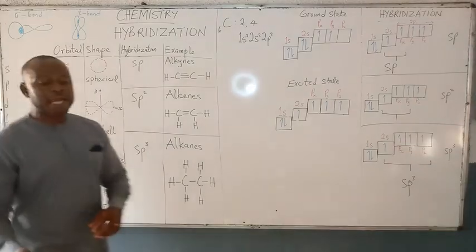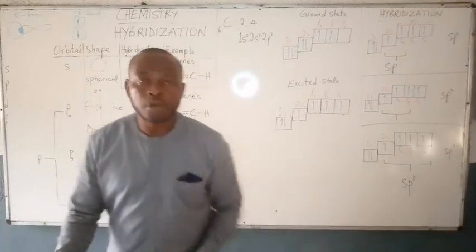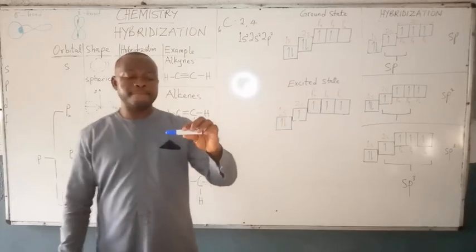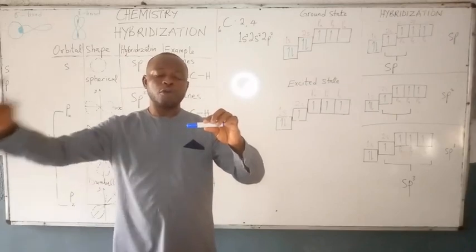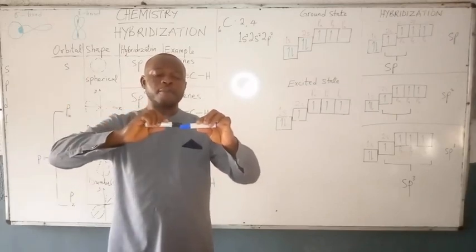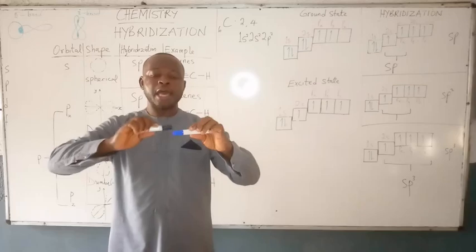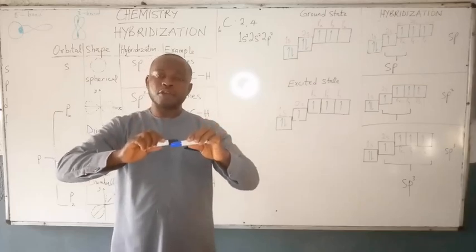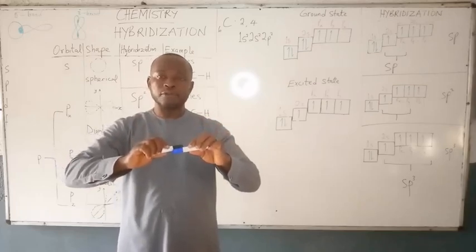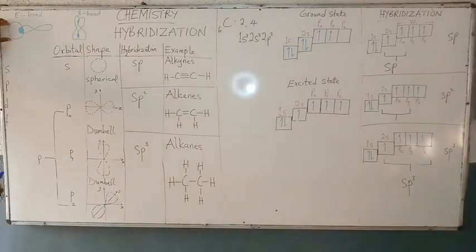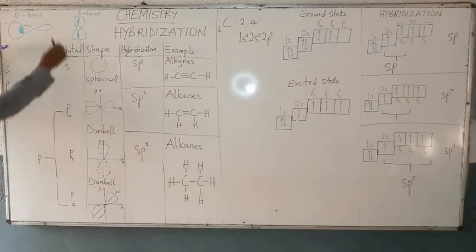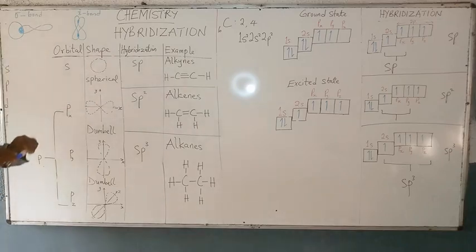It's possible for one orbital to combine head-on with another orbital, head-to-head overlap. That gives us what we call sigma bond, as can be seen here. This is an orbital that is in head-on overlap with another orbital. That gives us sigma bond, a very strong bond.